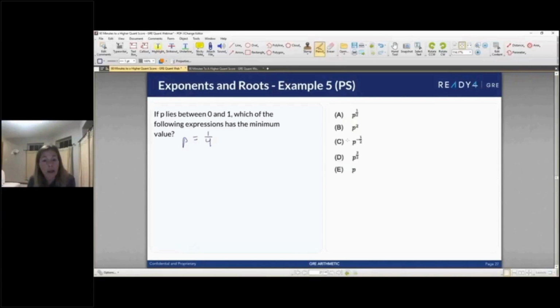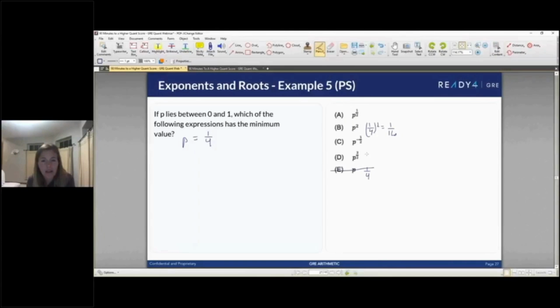All right, so now I'm going to look down my answer choices and see what is the easiest one to get rid of. Okay, well, P. P's 1/4. That's easy. What is the next easiest one? Okay, well, I could do P squared. That's not too bad. So that's 1/4 squared. That gives me 1/16. Which has the minimum value? Well, 1/16 is smaller than 1/4, so it's not E.